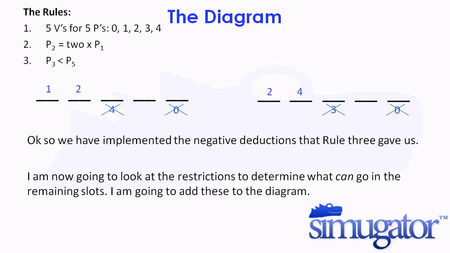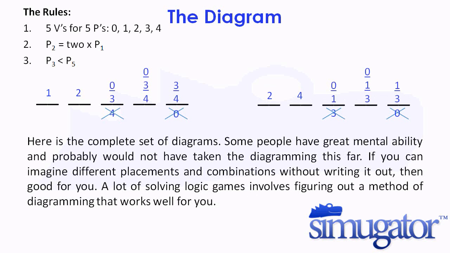Now I'm going to determine where things can go. So first I focused on where things can't go. Now I'm going to focus on where things can go. And I'm going to add them to the diagram. So this is a complete set of diagrams.